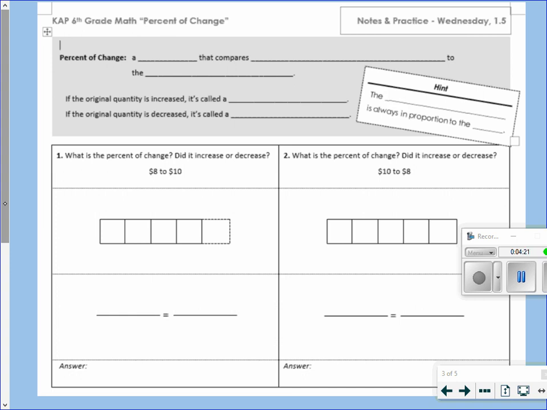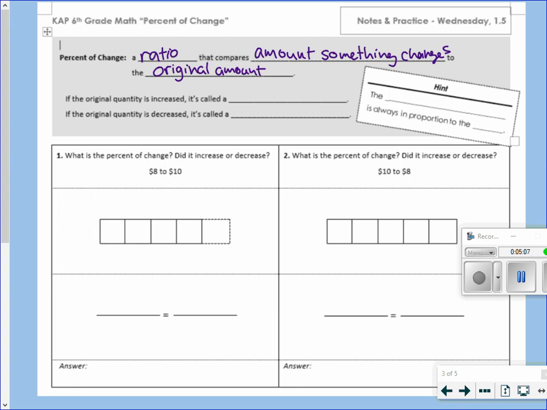Cool, okay? So the percent of change is going to be a ratio. And as we know, a ratio is a comparison of numbers. It is a ratio that compares the amount something changes to its original amount. It's a ratio that compares the amount it changes to the original amount.